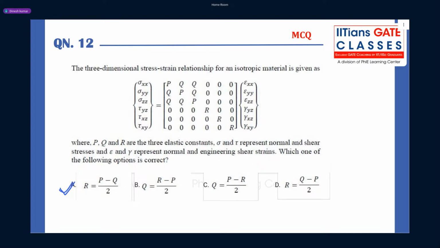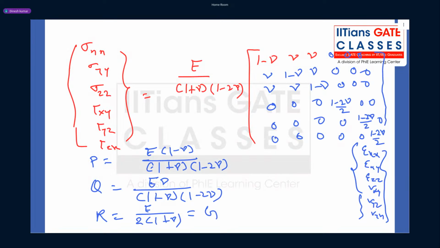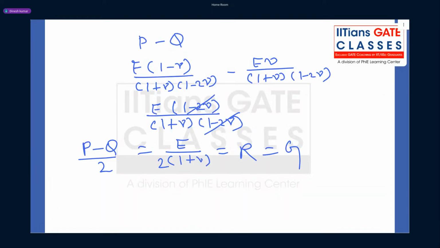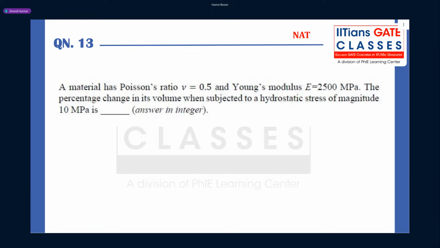So guys, this question was easy if you know these stress strain relationships in matrix form, either stress in terms of strain or strain in terms of stress. All these are already provided in the IGC notes, and we cover them in our lectures as well. Now guys, this question we have solved in a memory based question also.